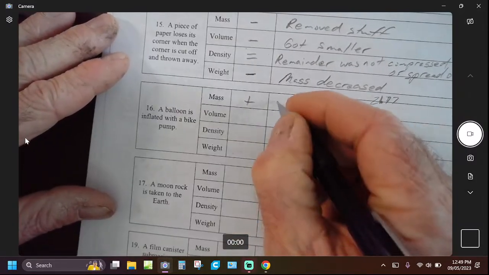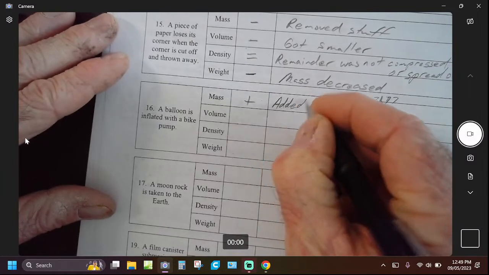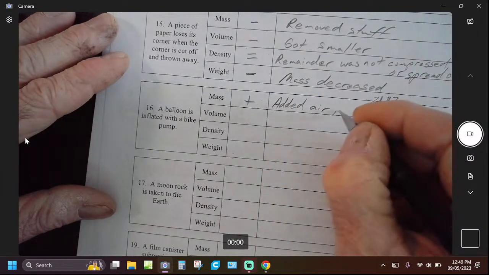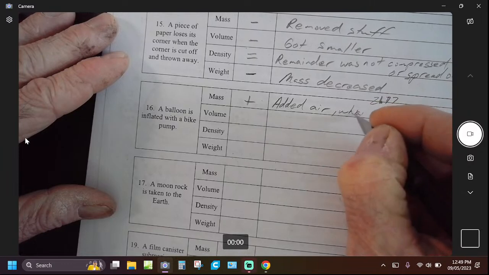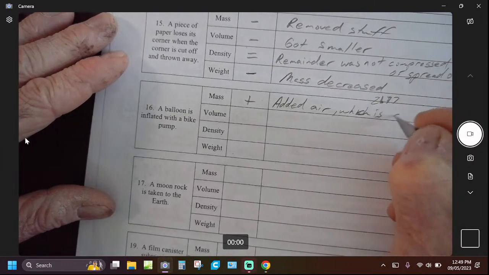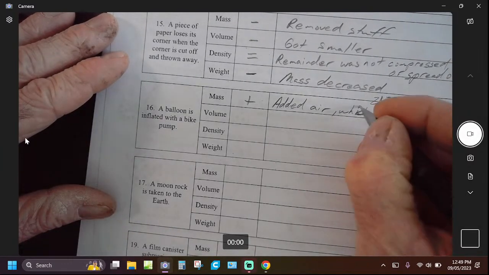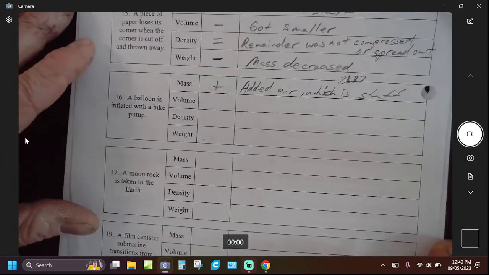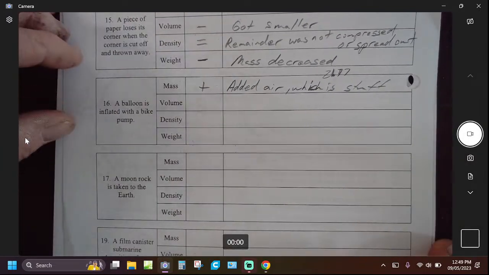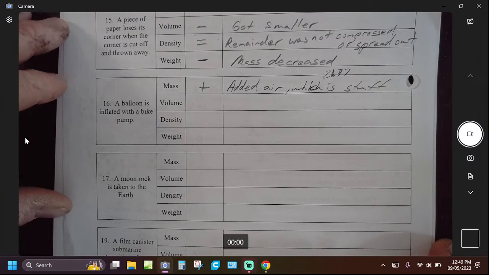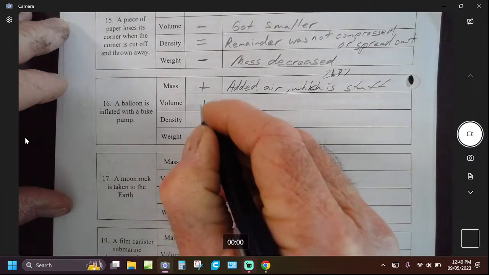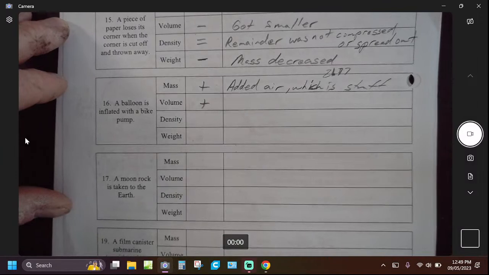So I added air, which has a little mass, which is stuff. So I added some air. How about the volume? Did the volume of the balloon increase or decrease? Increased. And how do we know the volume increased? It got bigger.